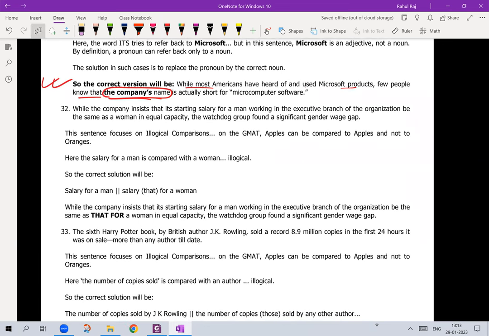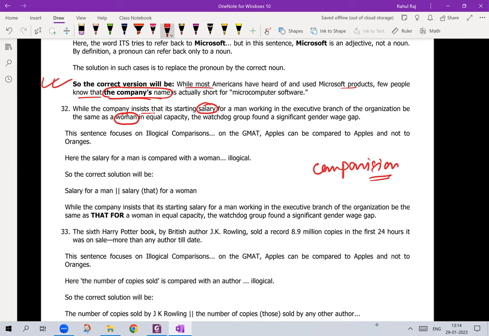See, 32 number. While the company insists that its salary for a man... Now, this is a comparison problem. Very easy problem, but you please read it very well. So what is the sentence trying to test you on? While the company insists that its salary for a man working in the executive branch of the organization... So we are comparing salary for a man working in the executive branch of organization be the same as women. What are you trying to do over here?